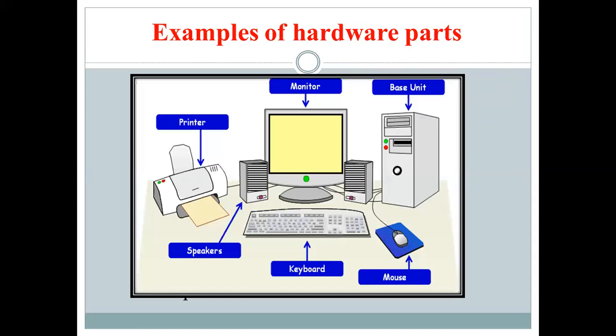So these all are called the hardware parts. See here in this picture you can see the hardware parts which are present outside the CPU box. First, monitor, printer, speakers, keyboard, mouse and base unit. These all are the hardware parts of the computer that we can see and we can touch them.